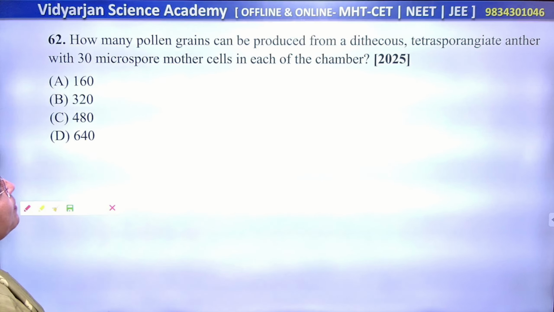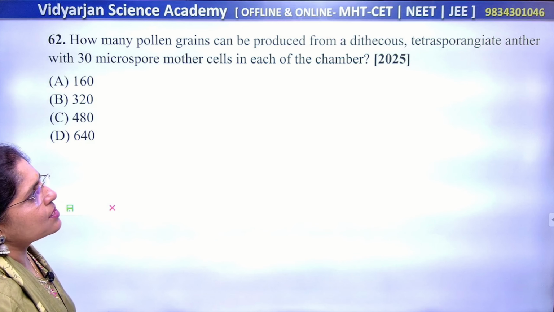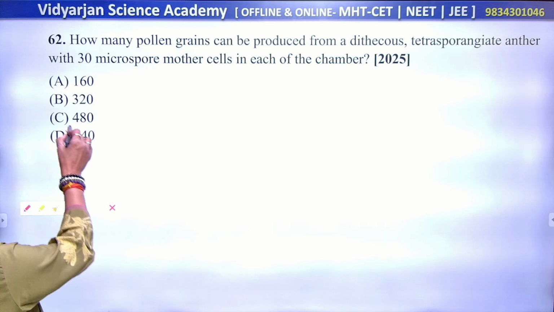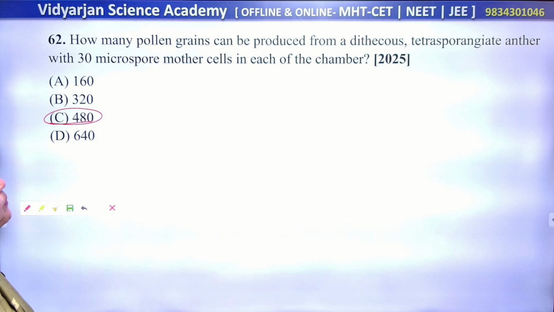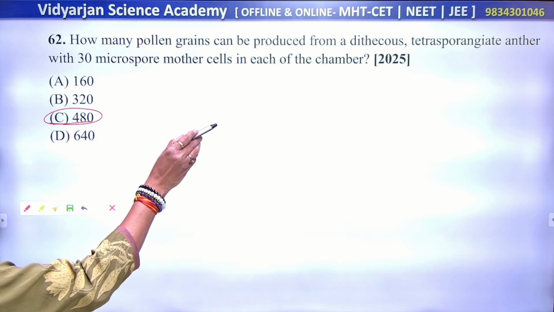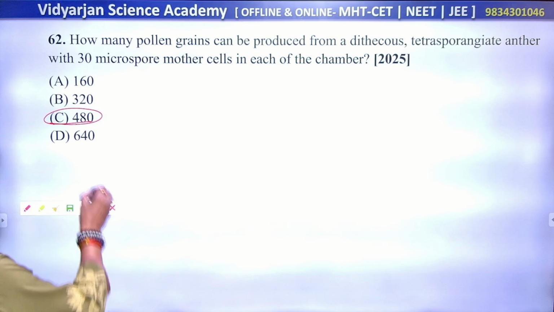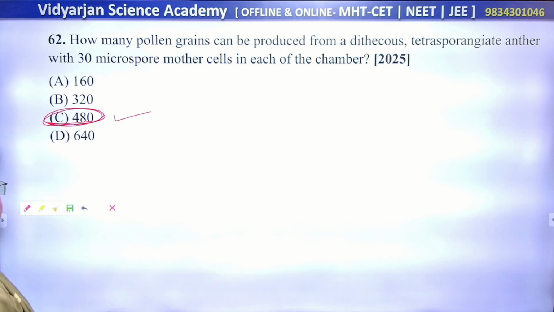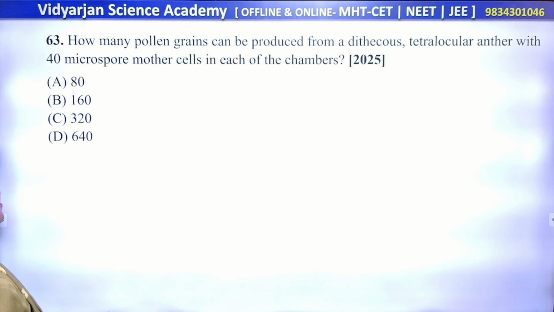Next, how many pollen grains can be produced from a dithecous tetrasporangiate anther with 30 microspore mother cells in each of the chambers? So obviously, how many should you have here? That is 640, 480. Got it? Very simple. In the dithecous and tetrasporangiate. So obviously, yes, it should be 480. Very simple calculation. Okay.